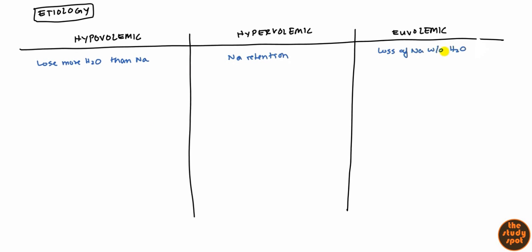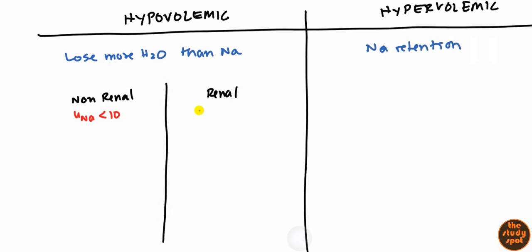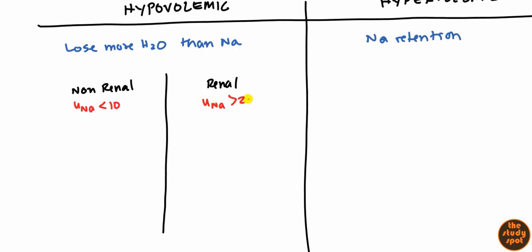So let's first take a look at hypovolemic. These causes are grouped into non-renal and renal. Generally, non-renal will have a urine sodium of less than 10, because the kidney's working, so it's reabsorbing the sodium, and you shouldn't have too much sodium in the urine. Whereas renal would have a urine sodium greater than 20, because that's where they're losing their sodium.